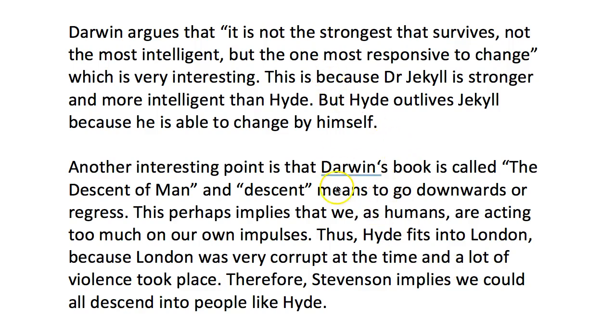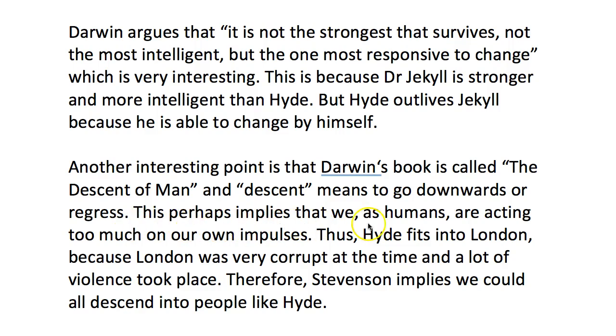So the next two paragraphs I'm going to read you are also context, and they also work in the same way. They are paragraphs that you could memorize and use whatever the question. Let's take a look. Darwin argues that it's not the strongest that survives, not the most intelligent, but the one most responsive to change, which is very interesting. This is because Dr. Jekyll is stronger and more intelligent than Hyde, but Hyde outlives Jekyll because he is able to change by himself. Another interesting point is that Darwin's book is called The Descent of Man, and descent means to go downwards or regress.